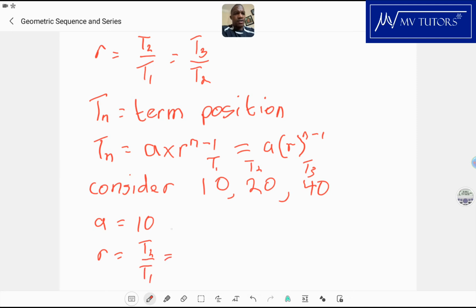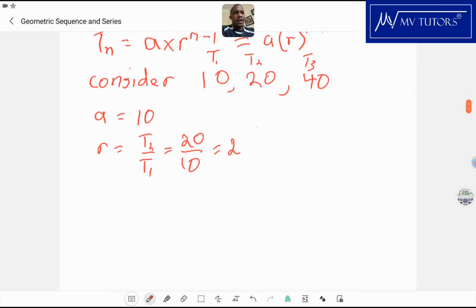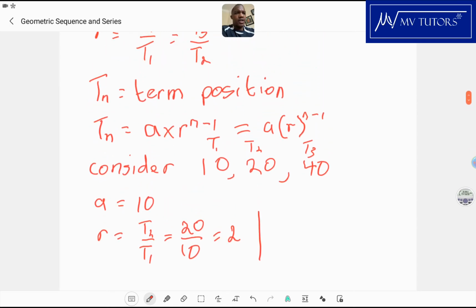That gives us term 2 is 20 divided by 10. Okay, so 20 divided by 10 is 2. Now let's do the other one. Let me put a separation line there.